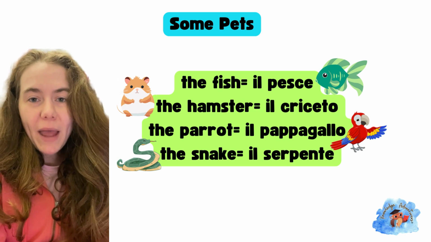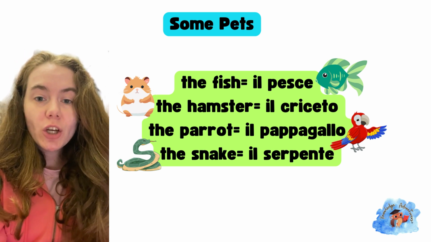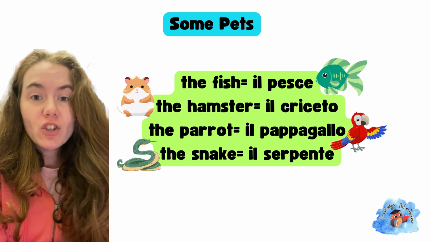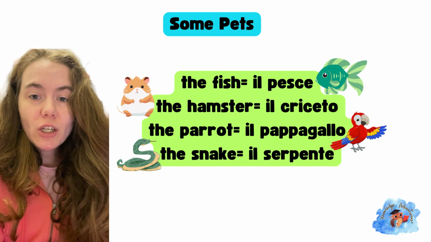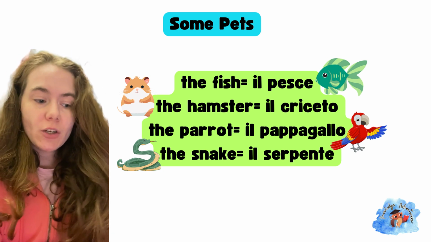The fish, il pesce. Whenever you have an SCI or SCE, then it sounds like a sh. Il pesce. The hamster, il criceto, sounds like creature. Criceto. Whenever I have a CI or CE, my C sounds like a ch, just like in ciao.